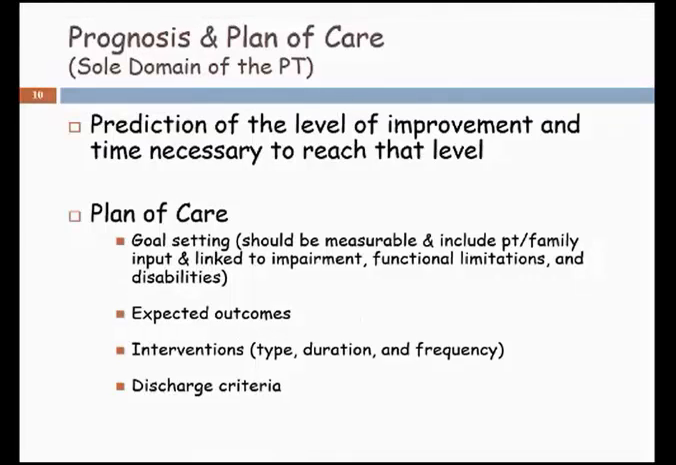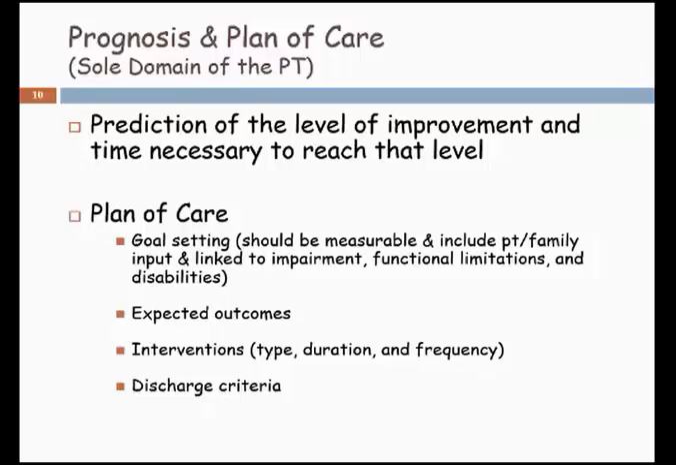After evaluation, the PT makes a prognosis, which is a prediction of the level of improvement and time necessary to reach that level. An example of a PT prognosis could be something like, the prognosis for this patient is excellent. The patient will return to pre-injury level of function within 4 weeks. This is an example of a prognosis for a patient with the ability to recover fully from their injury.